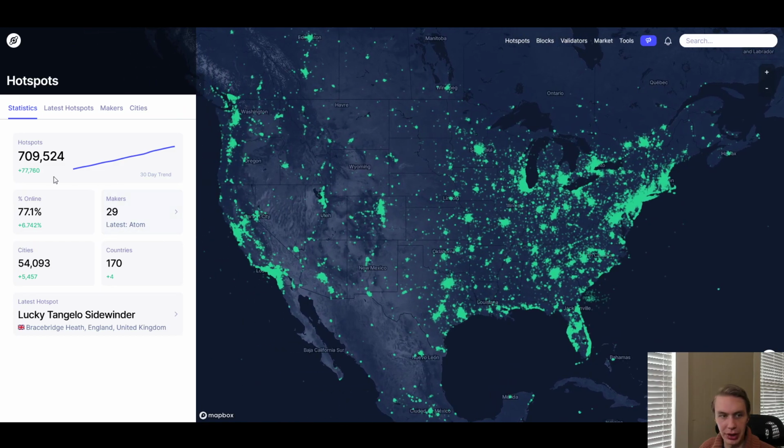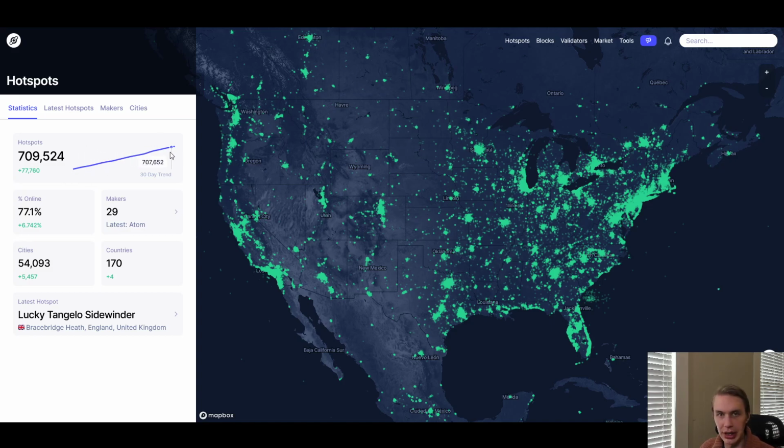So it's certainly growing, and one of the things you can see is that there's currently over 700,000 hotspots, and that's grown at a rate of 77,000 in the last month. That's a pretty quick rate of growth, right? To go from basically all the way back here at around 630,000 all the way over 700,000 in just one month. That's a good amount of growth.